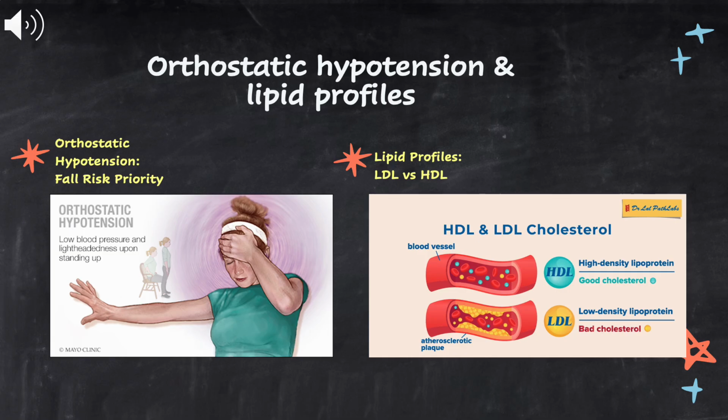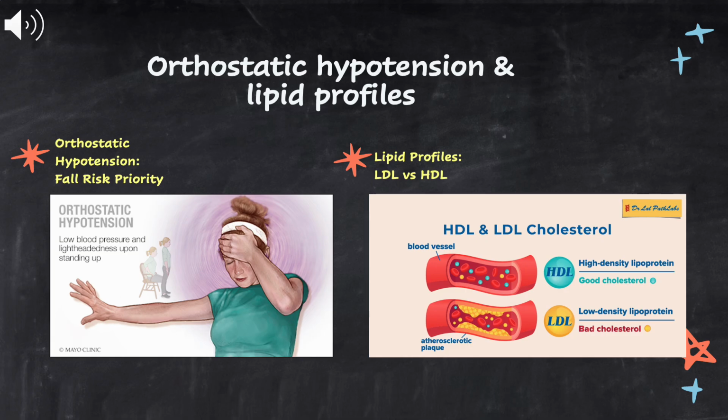HDL, or high-density lipoprotein, is considered good cholesterol. It helps remove LDL from the bloodstream, providing a protective effect against arterial blockages. Higher HDL levels are associated with lower cardiovascular risk. Effective cardiovascular risk management aims to lower LDL and raise HDL through lifestyle changes and, when needed, medication therapy.